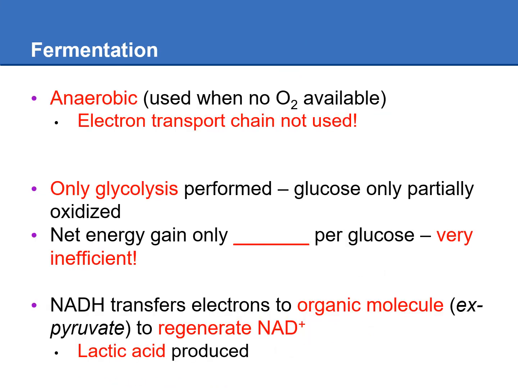If no oxygen is available, the other way that we can make ATP is through fermentation. And the electron transport chain in the mitochondria will not be used in fermentation, so only glycolysis will be used. And in glycolysis, we're only able to make 2 ATP per glucose molecule, so it's not very efficient. Whereas in aerobic respiration, we're making 38 ATP per glucose. Here with fermentation, we only make 2 ATP per glucose.